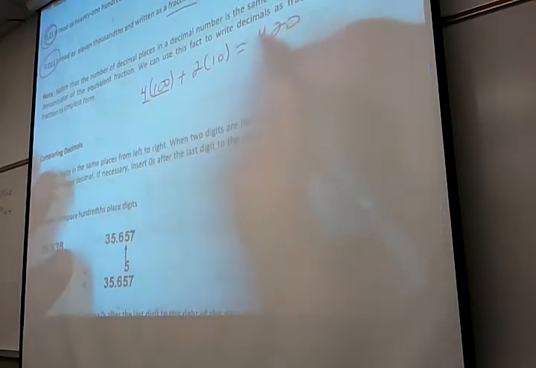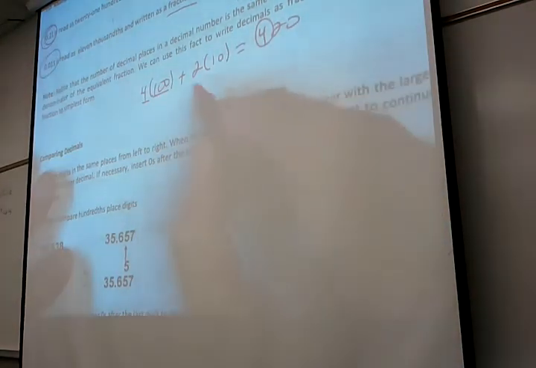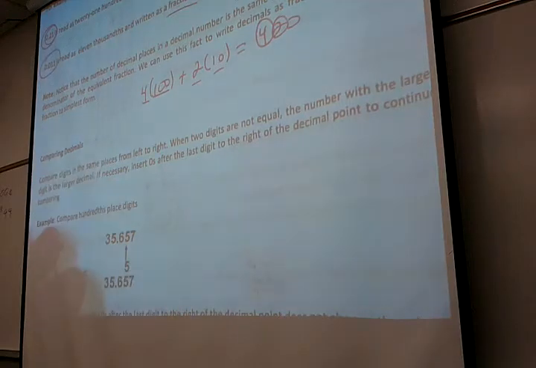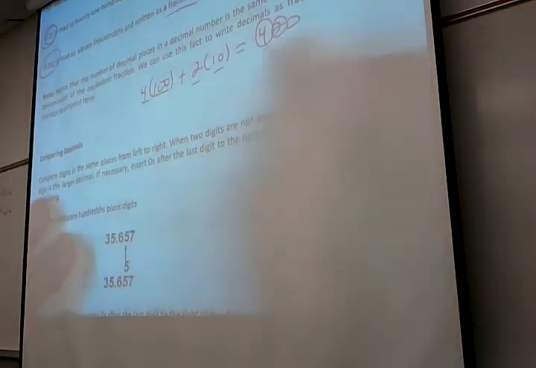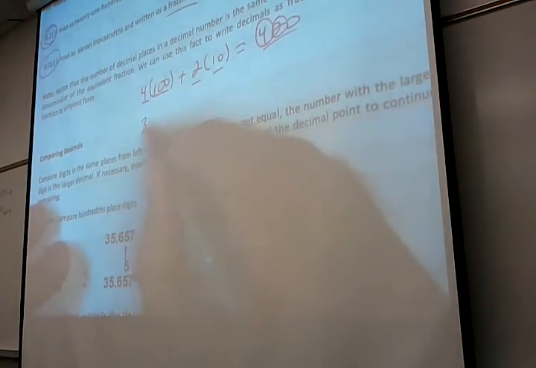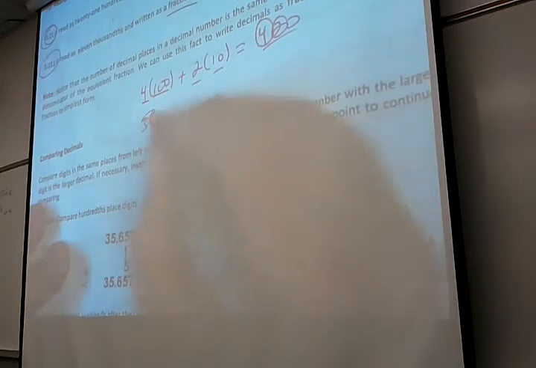420. There's 400, so a 4 goes in the hundreds spot. There's 2 tens, so a 2 goes in the ten spot, right? Okay. Special number for some of us. If I have 3, let me do this a different way.